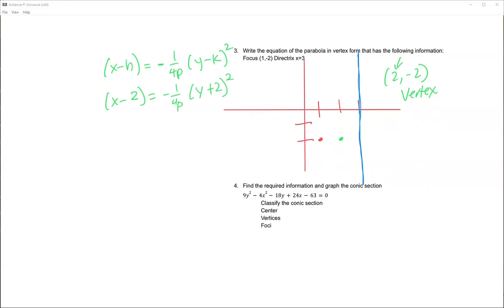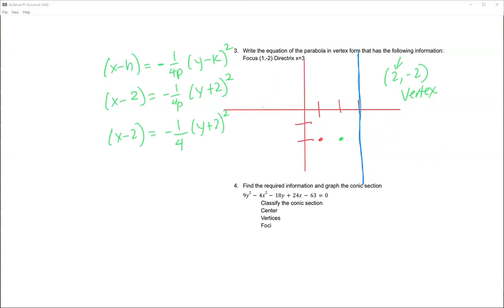Now, how do we get the p? The p is what? The distance between the vertex and the focus, right? So the p is what? 1. Okay, so we just plug it in, so it'll be x minus 2 is equal to -1/4 y plus 2 squared. That's it.